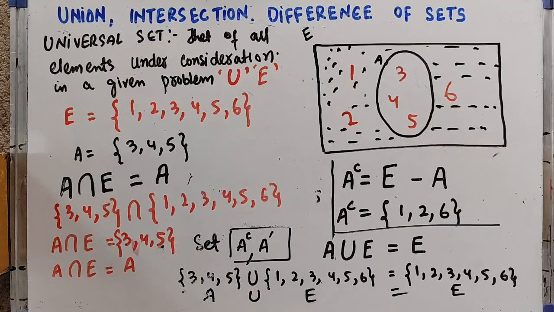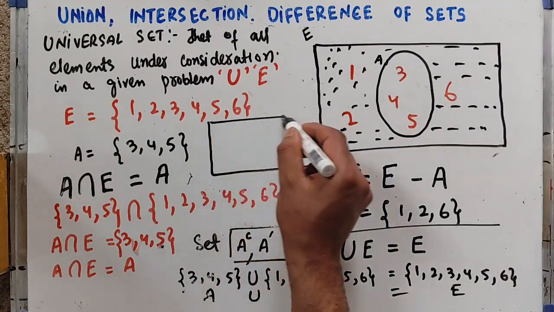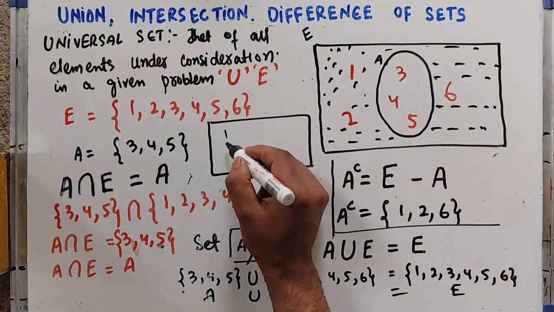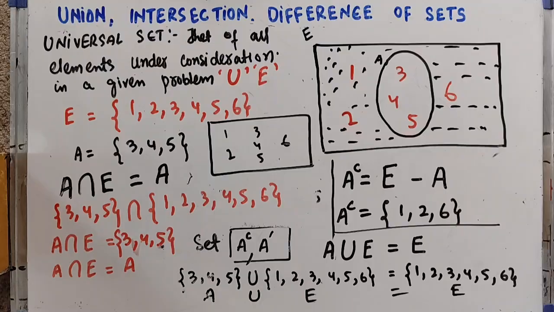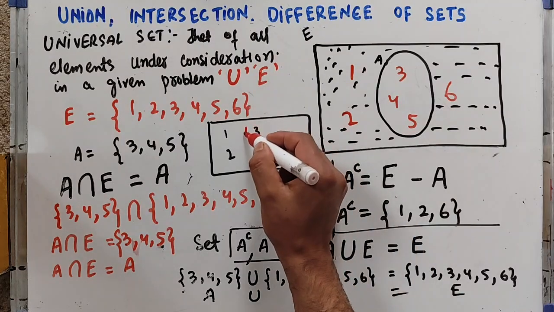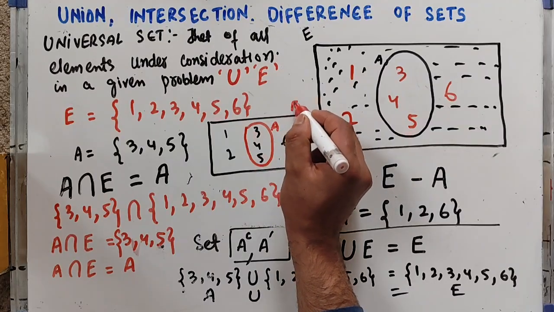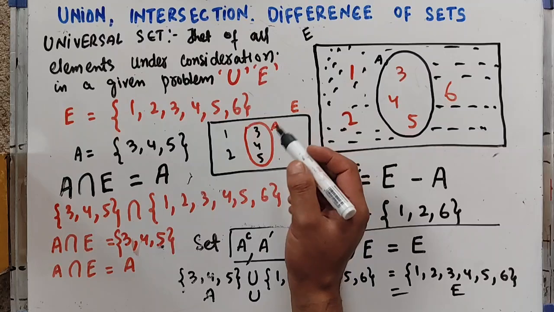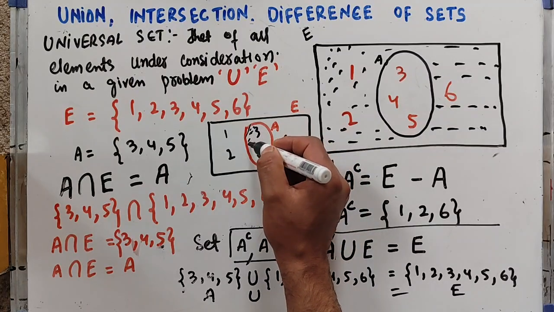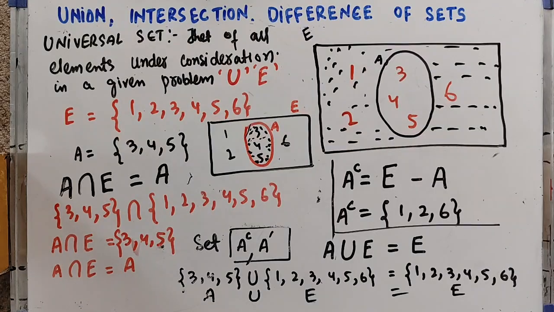On the diagram, let me take a small diagram this time. So we have 1, 2, 3, 4, 5, 6. This time this is set A, and this is the universal set. Now this time A intersection the universal set will be this region. So A intersection E is equal to A.